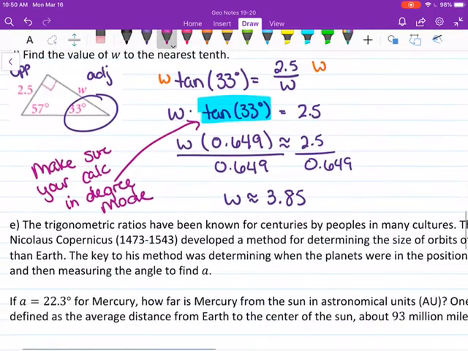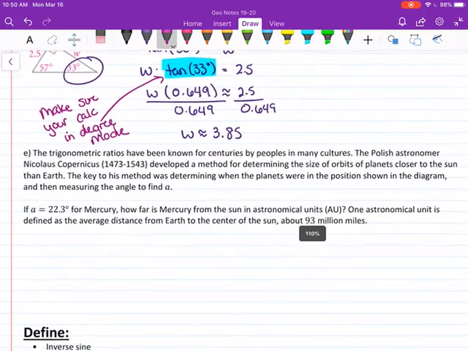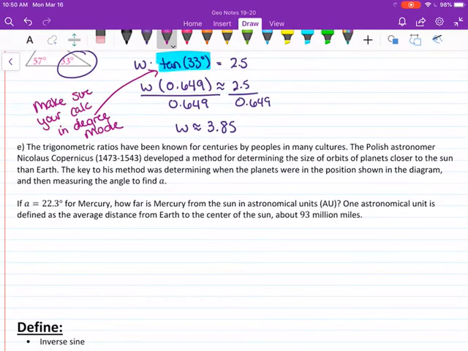All right, our next example. Oh, this one looks wordy. Here we go. This is exciting. The trigonometric ratios have been known for centuries by peoples in many cultures. The Polish astronomer Nicholas Copernicus developed a method for determining the size of orbits of planets closer to the sun than Earth. The key to his method was determining when the planets were in the position shown in the diagram.